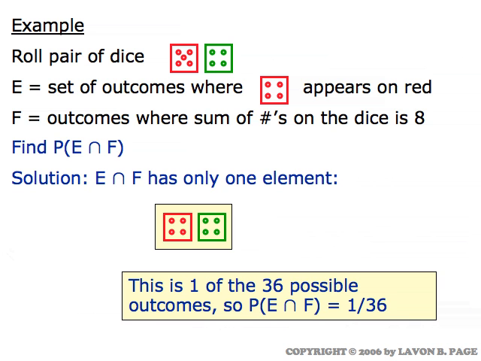Now what about E intersect F? If we intersect these two events, we're looking at all the outcomes where the red die shows a 4 and the sum of the numbers on the two dice is 8. Well, the only way both of those things can happen is if you have a 4 on red and a 4 on green. That's one of the 36 outcomes, so the probability of that is 1/36.